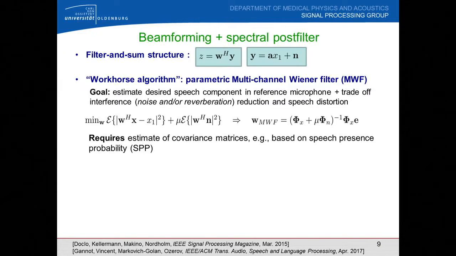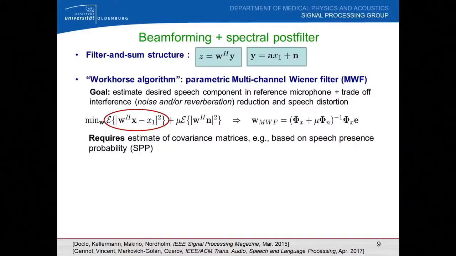there's a kind of workhorse algorithm, I would call it, which is the parametric multi-channel Wiener filter. And the idea, for people who are not familiar with this multi-channel Wiener filter, is basically to estimate the desired speech component in a reference microphone signal, which one to take is not yet important, plus also to trade off speech distortion in one term and noise reduction in another term with this parameter mu, which trades off both desired objectives.